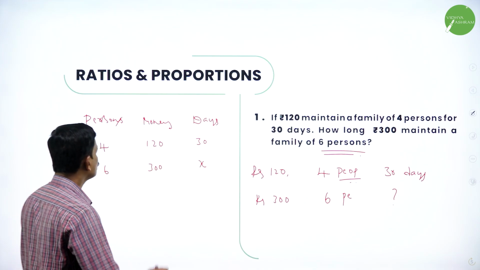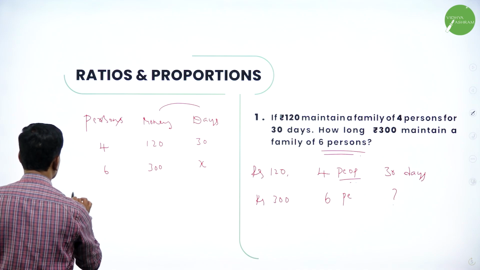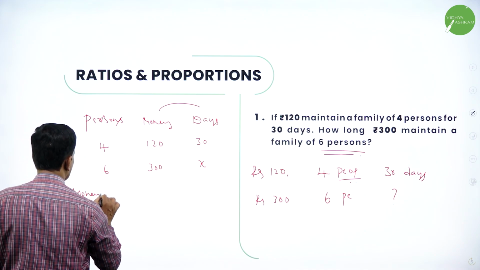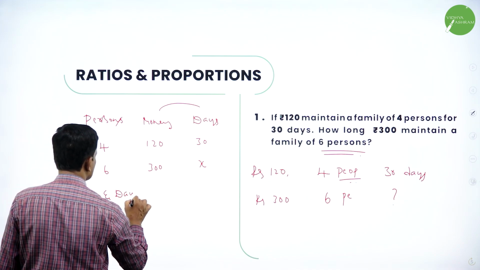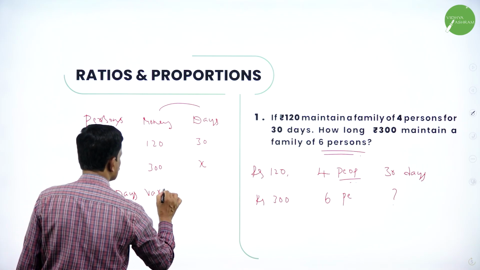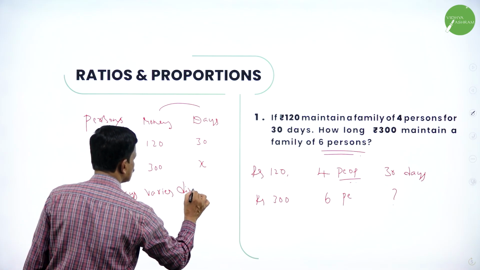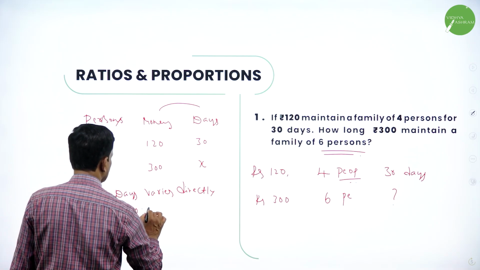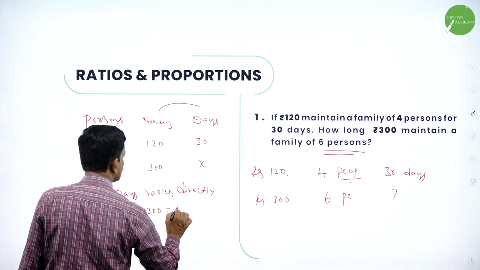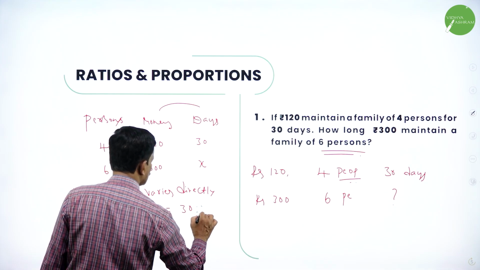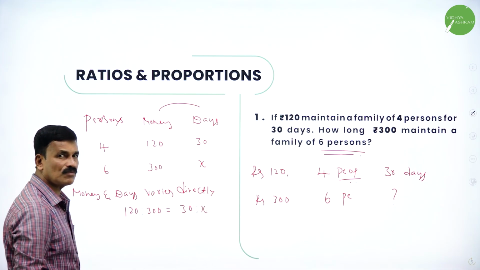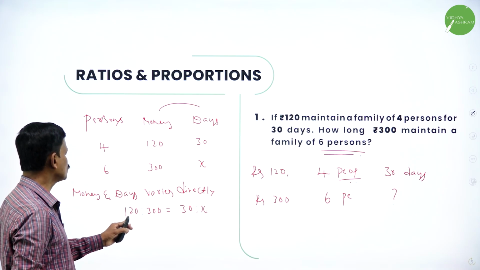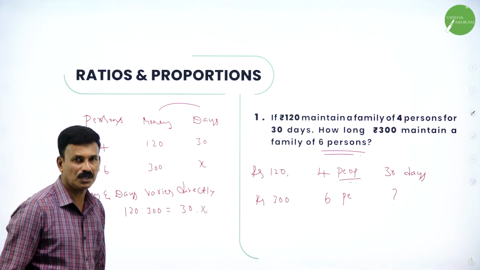Okay. Now here money and days vary directly. Therefore you can write 120 is to 300 is equal to 30 is to x. Money and days vary directly, so we can write 120 is to 300 is equal to 30 is to x, right?